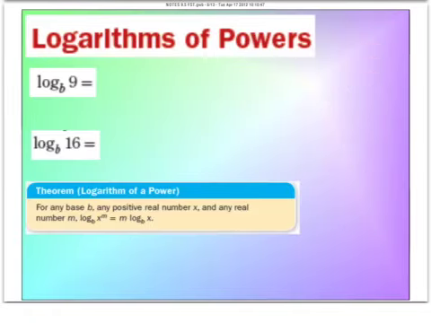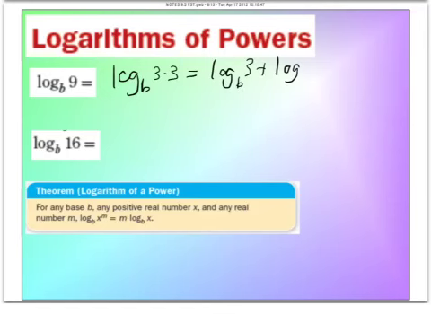Now, this next slide is going to introduce a property about the exponents within powers. Log base b of 9, by the way, we can write it two ways. We could say log base b of 3 times 3, and we could pull that apart to be log base b of 3 plus log base b of 3. Well, if you add those together, there's 2 log base b's of 3, so I'd say there's 2 times log base b of 3.